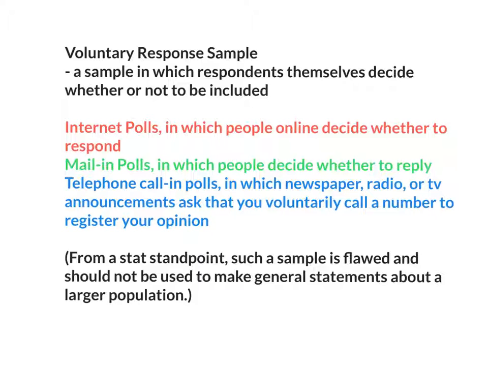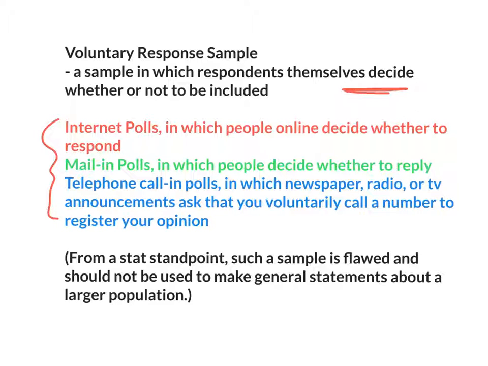And the last thing today, a voluntary response sample. We'll spend some time tomorrow talking about this. It is just a sample where respondents themselves decide. They get to decide whether they're included or not. And one thing to look at about these, well, let's do this. Here are three types of them that you see the most.